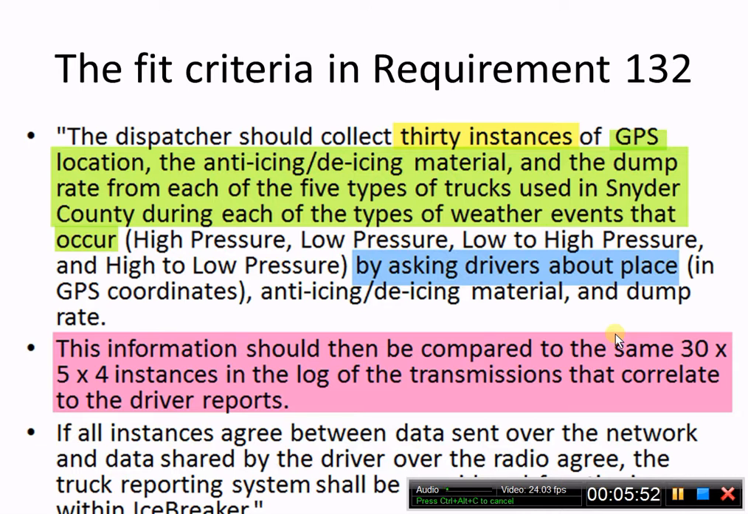The words in blue say we should get this from the drivers, for example, over the radio or over the phone. The words in pink indicate we should also keep a log of what the hardware and software on the trucks sent to the main office software. We can then compare the data that was sent within Icebreaker software and that is in the log and the information that was provided by the drivers. If everything agrees, we know that the requirement is being met. If everything doesn't agree, we know that we need to begin looking deeper to resolve the problem.